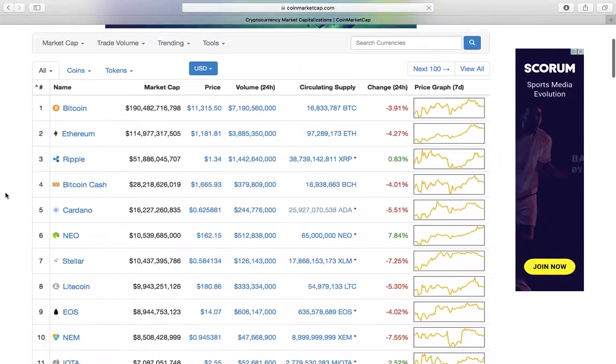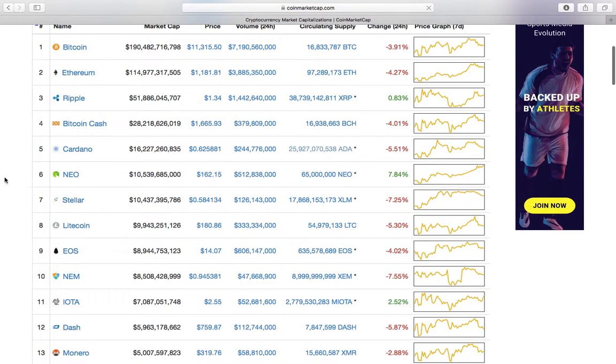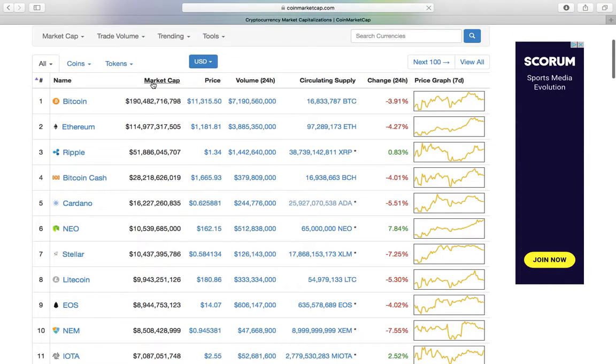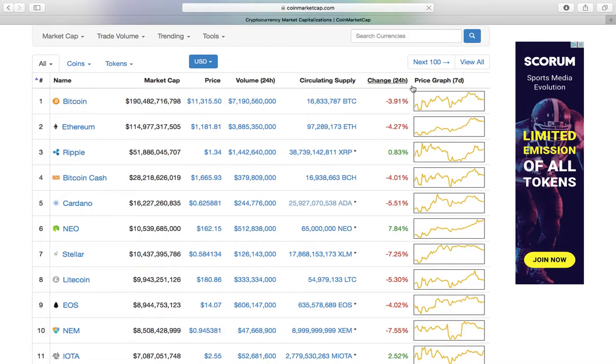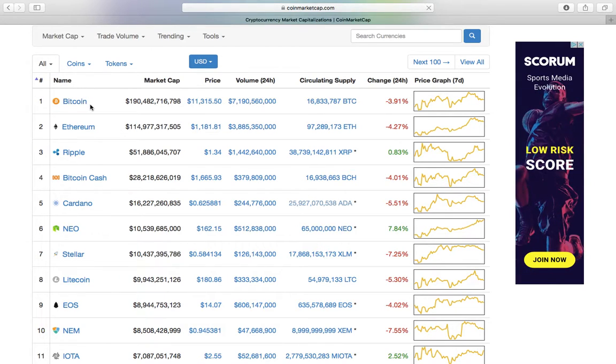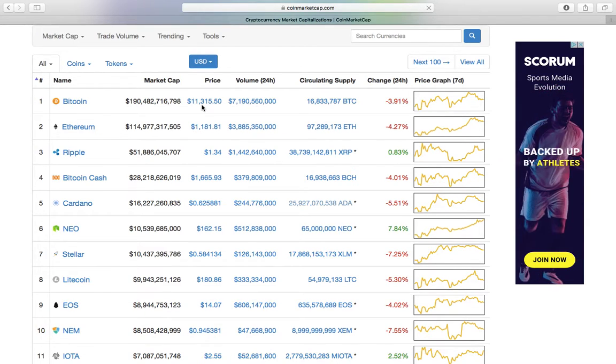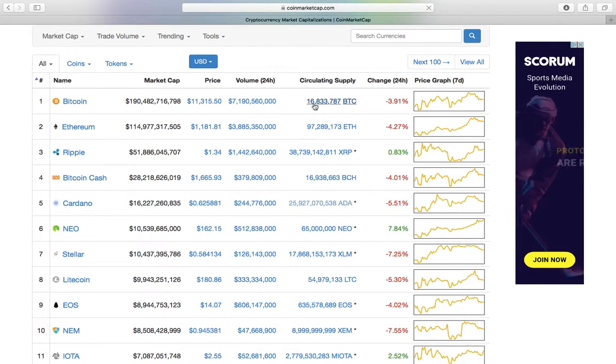On here, you will see coin after coin after coin. It tells you the name, the market cap, the current price, the volume over the last 24 hours, the circulating supply, the change, and then the graph, okay? So let's just pick Bitcoin here. You go over, you see the price is 11.3, volume, circulating supply, okay?